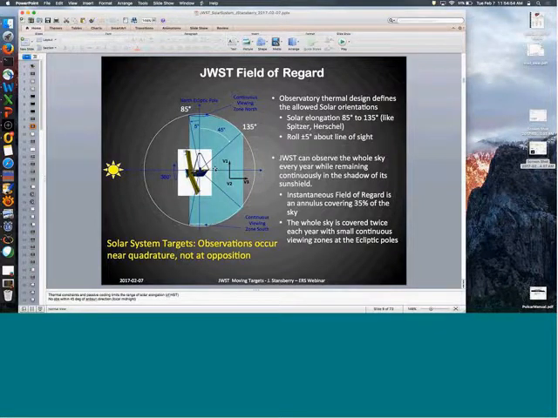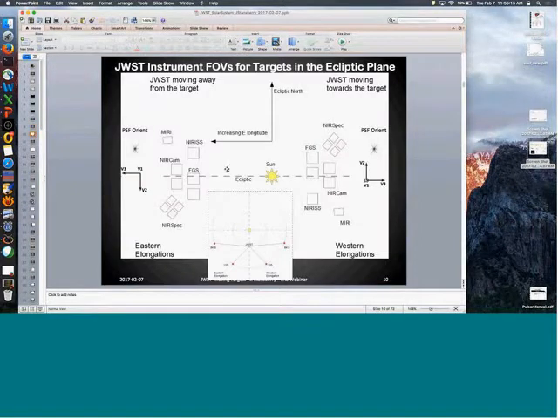Your target has got to be within the annulus in order to be seen by the observatory. This is a constraint to keep the telescope behind the sun. You make quadrature, not opposition, and you can't observe anything that's inside Earth's orbit, essentially. This again is an idea of the coordinate systems and the layout of the JWST focal plane for options in or near the ecliptic plane.